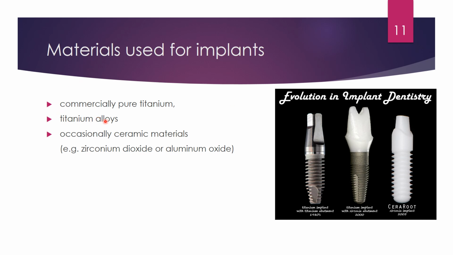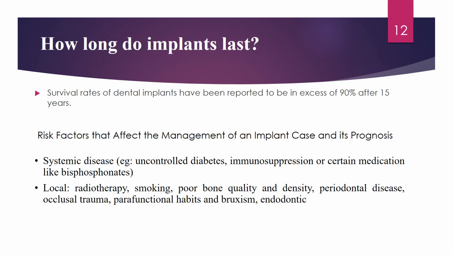Okay, and titanium alloys basically contain a mixture of titanium and other chemical elements. So there are four grades of these types, and an example of this titanium alloy can be Ti-6Al-4V. So these are the common titanium alloys which are used. Okay, coming to how long do implants basically last? Survival rates of dental implants have been reported to be in excess of 90% after 15 years.